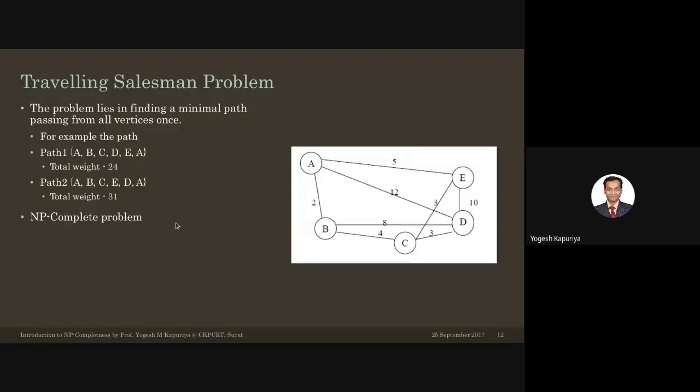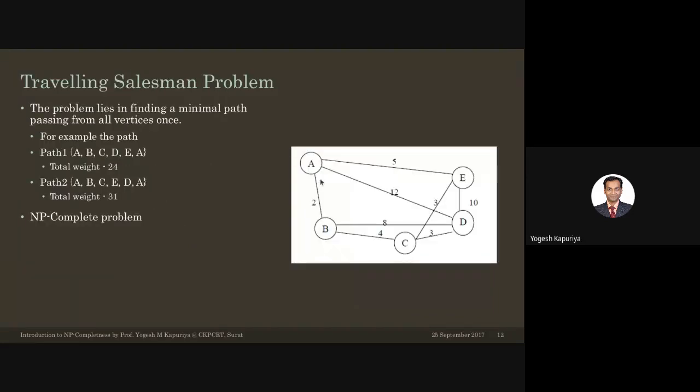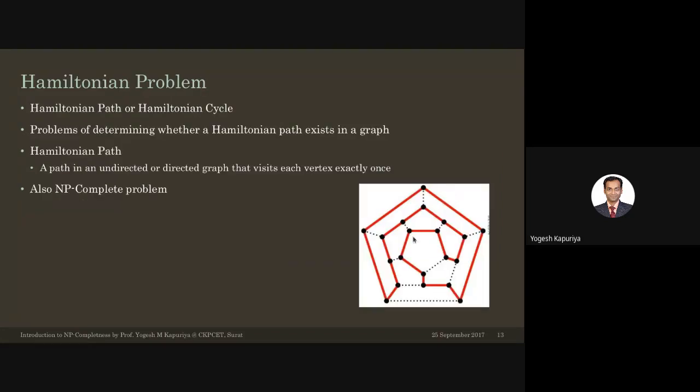of NP complete problems. The second such problem is the Hamiltonian problem. In the traveling salesman problem, the condition was you should visit each vertex at least once. In the Hamiltonian problem or Hamiltonian cycle, you should visit each vertex exactly once, not at least, but exactly once. So basically it's the problem of determining whether a Hamiltonian path exists in a graph.